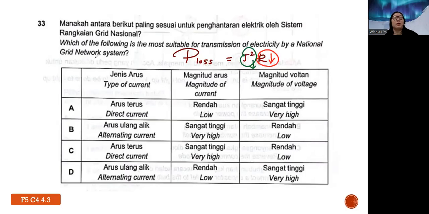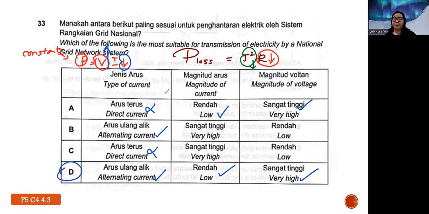We go back to the power generated in the power plant, P equals VI. Of course, the power generated is constant. Then if you want less current, what happens to your voltage? Your voltage has to be stepped up a lot. Since we need to use a transformer, and a transformer can only work with alternating current, we are not using direct current. Like I mentioned, you need small current, so it should be low, then the voltage should be very, very high. So of course, the answer will be D.